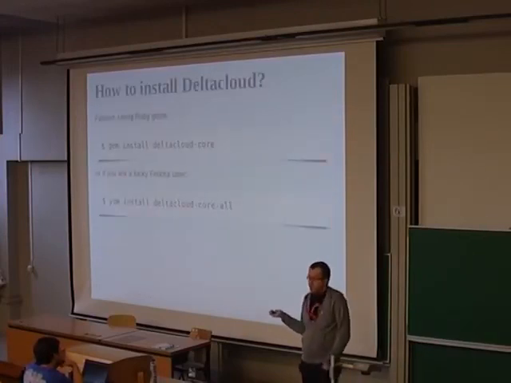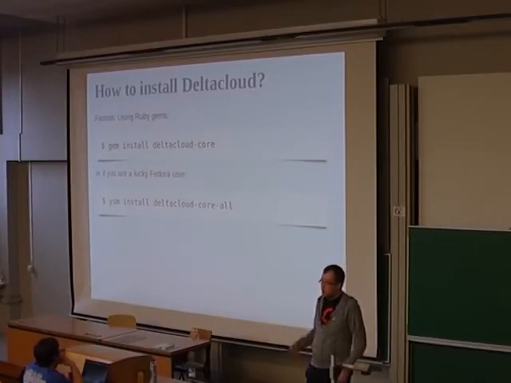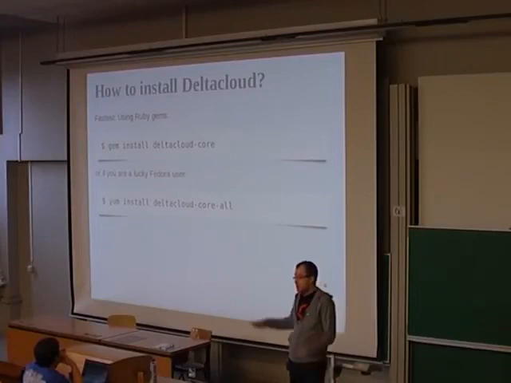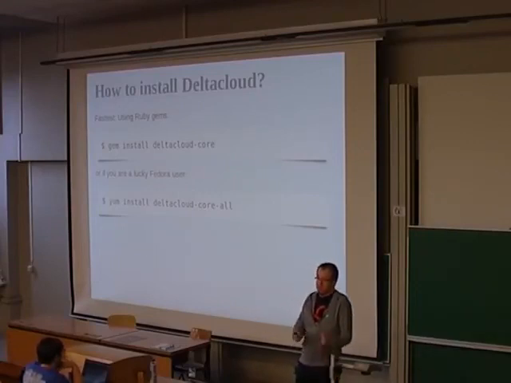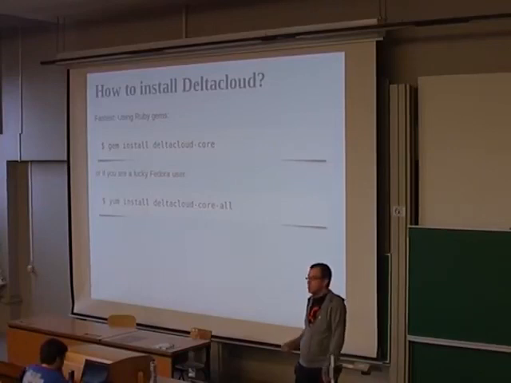So how can you install Deltacloud? It's very easy. The fastest way is to use Ruby gems, because Deltacloud is written in Ruby. So you just install Ruby and you run gem install deltacloud-core. You will get everything. Or if you are a Fedora user, you can use yum install rubygem-deltacloud-core-all. It will install all the dependencies, everything, and you will get a service like a system daemon that you can start and it will work. We are looking forward to packagers for the other distributions like Debian. So if you are a Debian packager and want to contribute, you are more than welcome.